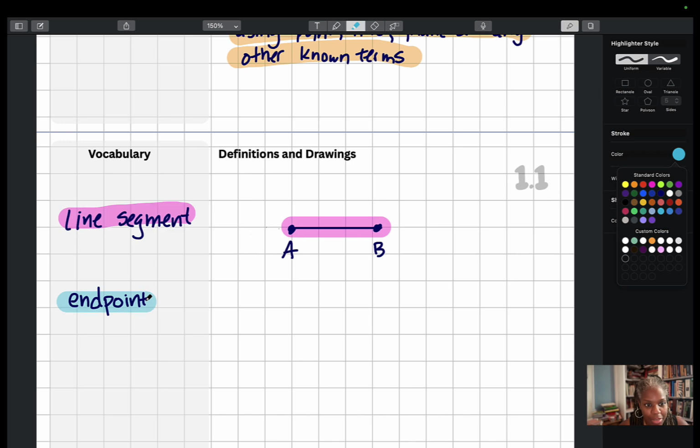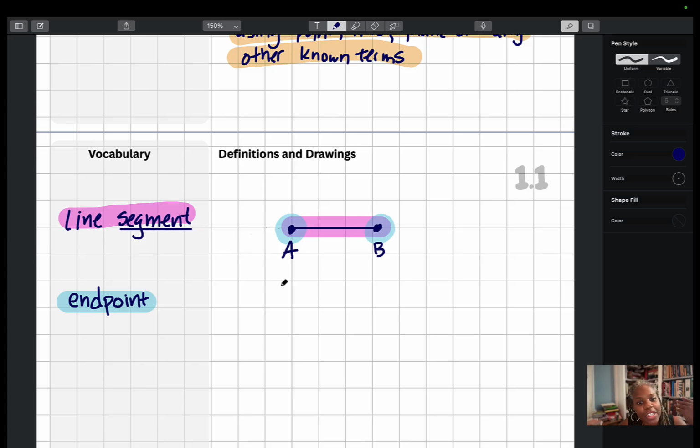And sometimes, to be honest, we're not even going to use the word line segment. We're just going to use the part here. We're just going to call it a segment. And you should understand that it's a segment or a part of a line. So the endpoints are the beginning and ending of a line segment.